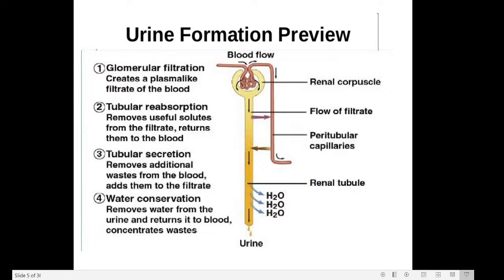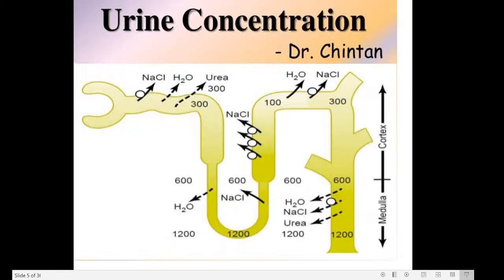Then tubular secretion removes additional waste from the blood. That is the second step. Here you can see the peritubular capillaries, which look like capillaries. These all play a role in the secretion process. Then water conservation removes water from the urine and returns it to the blood, leaving concentrated waste. These things happen continuously in this region.